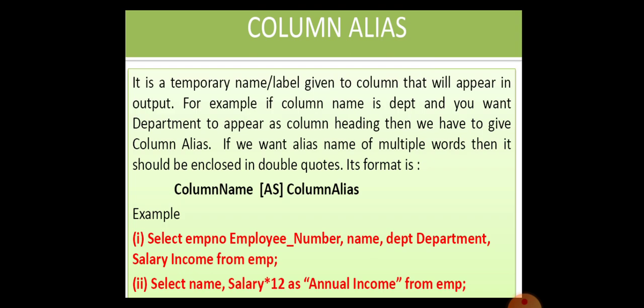Look at the example. Select EMP-NO as employee number, employee name, DEPT as department. So department is the alias name, employee number is the alias name. Here, as we discussed earlier, while we were discussing simple calculations, salary into 12 as annual income. Both the examples are correct. Either you can use the AS command or else you can leave a space without a comma. You can give column alias.